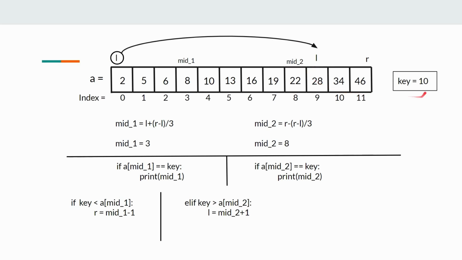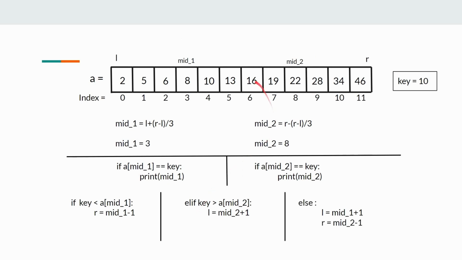But in this case, the key is 10, our mid2 element is 22, and it is said if the key is greater, but the key is smaller. That means we have one other case left, which means this key is situated in between mid1 and mid2, and which we will write in the else condition. And here we see that both our L and R are getting modified.